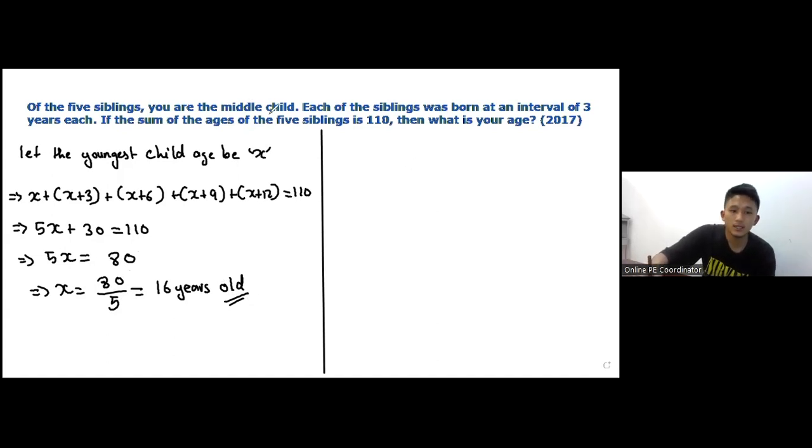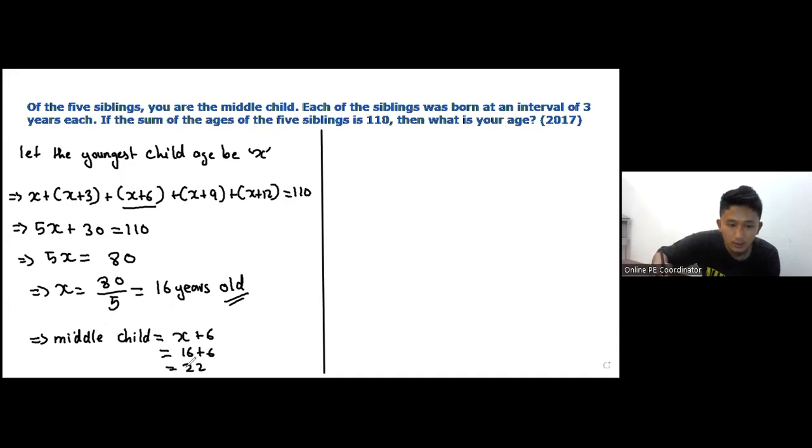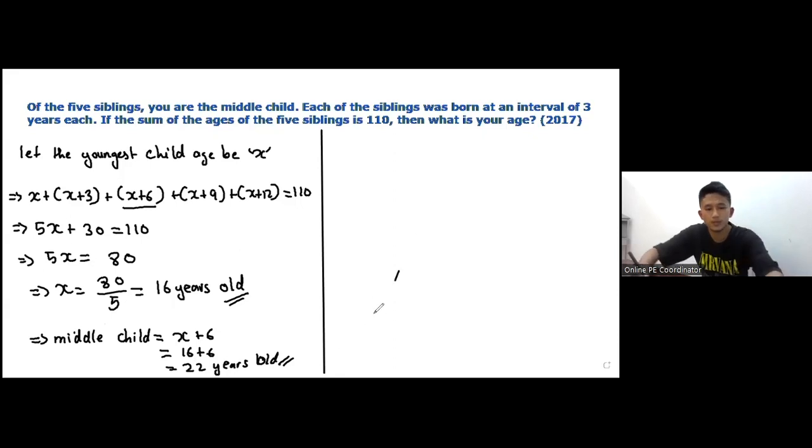But we need to find the age of the middle child. The middle child is the third one, which is x plus 6. So the middle child's age will be equal to x plus 6, that is 16 plus 6, which is 22 years old. I hope everyone got this answer.